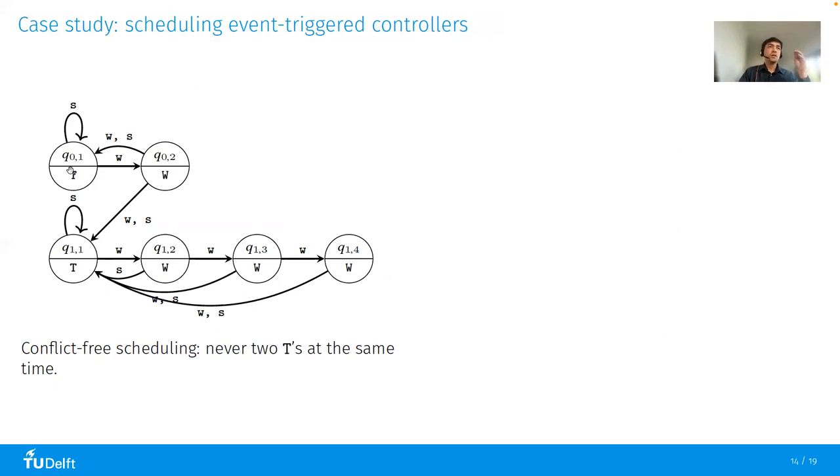They have this shape where states have output T if a plant has just transmitted its message to the controller, or W if it has just waited one time step. And then the scheduler can choose to sample or to wait. And in some situations, even if it waits, the trigger can happen and the transmission occurs, even if the scheduler doesn't want to. So this is the W here, bringing it back to T. The conflict-free scheduling problem is that we never want two T's at the same time if you have only one communication channel. So we want to avoid communication conflicts.